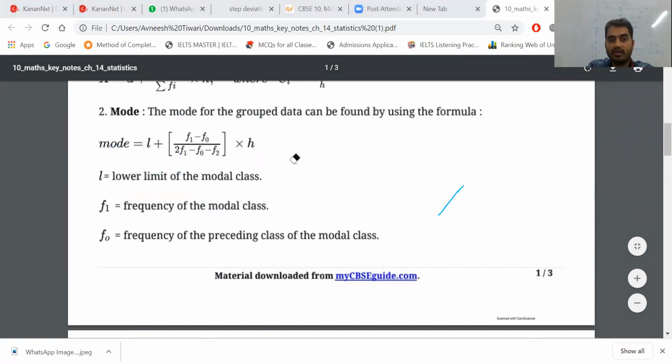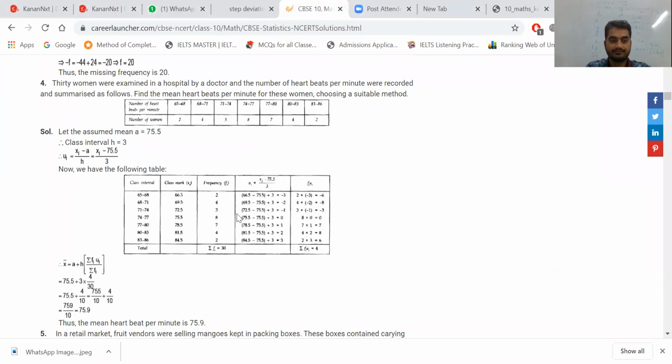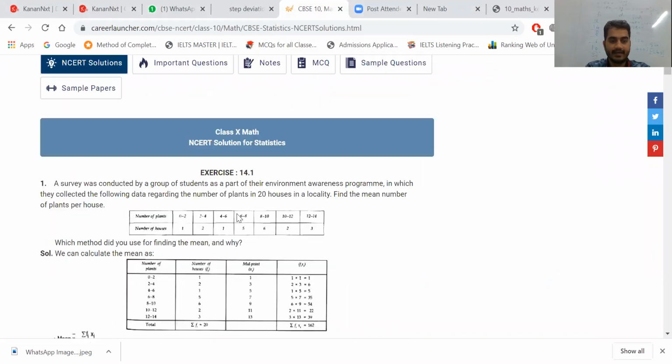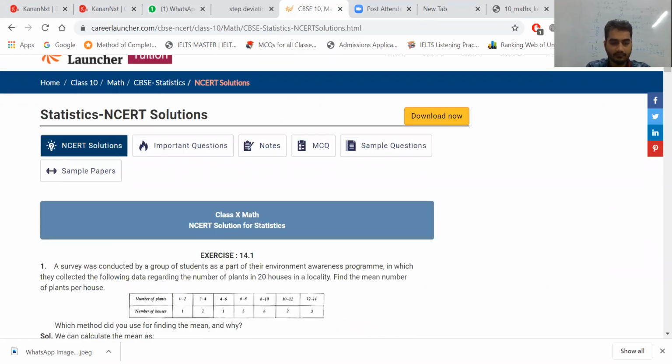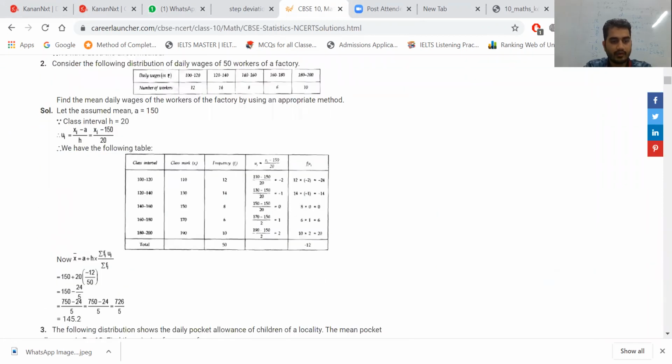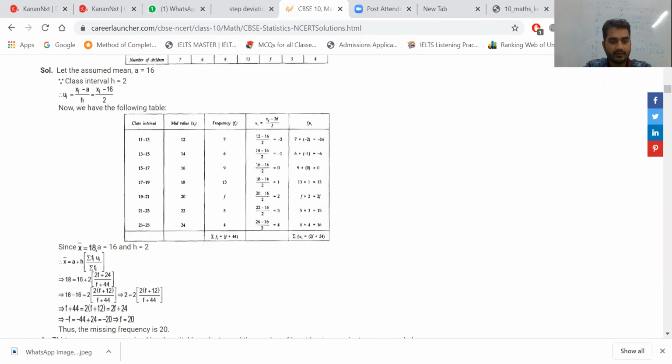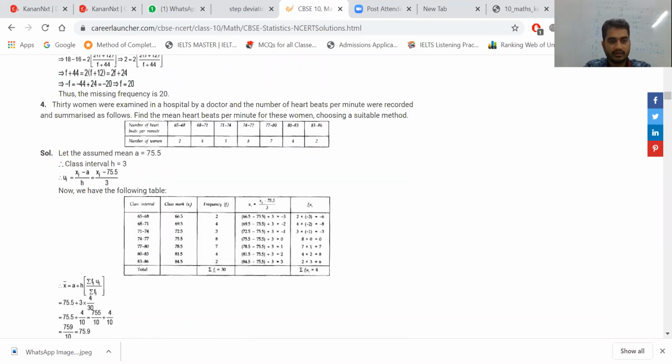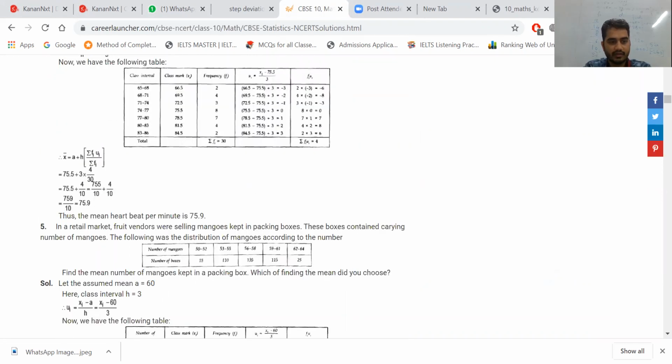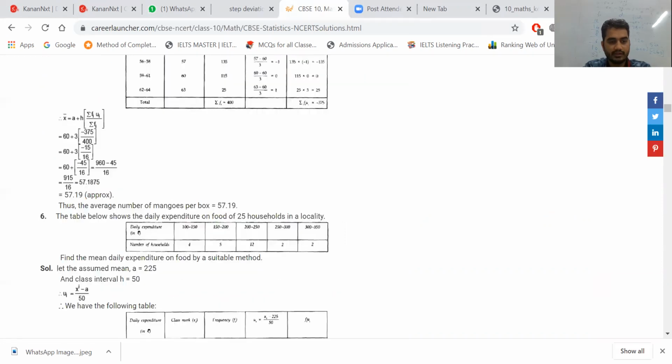As you can see the formula, the mode of any given data is this. So according to that, we can find the answer. Now let me give you one question and let us solve it based on this formula. Okay, let me show you the question. Suppose we are having one question: find the mode.